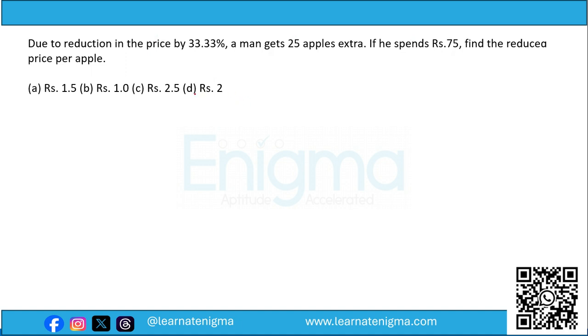For such kind of questions, you can compare the fraction equivalents of this thing directly. Now, because it is a reduction, the concept is very simple. Price multiplied by number of apples is equal to 75. That's the case.